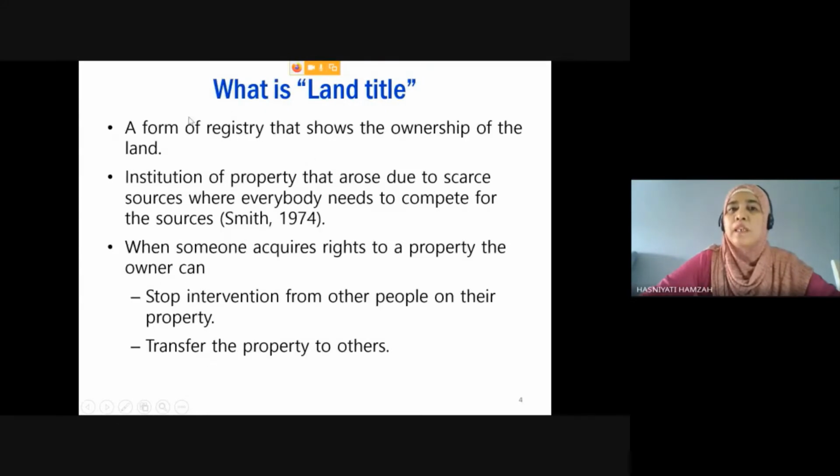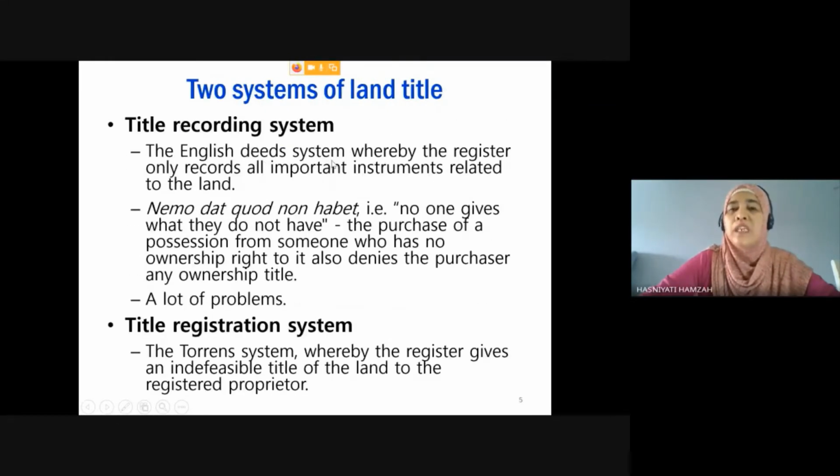The registry, just now remember, is a form of registry though. The register only records the instruments instead of recording the ownership. That's the thing. Okay, and the system is based on this principle, nemo dat quod non habet, or the nemo dat principle. The nemo dat principle states that no one gives what they do not have. So your ownership on the land must be proven before you can transfer the land to another person.